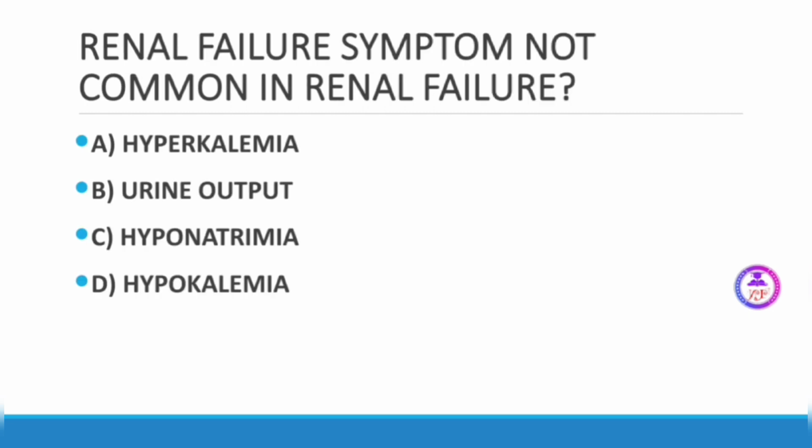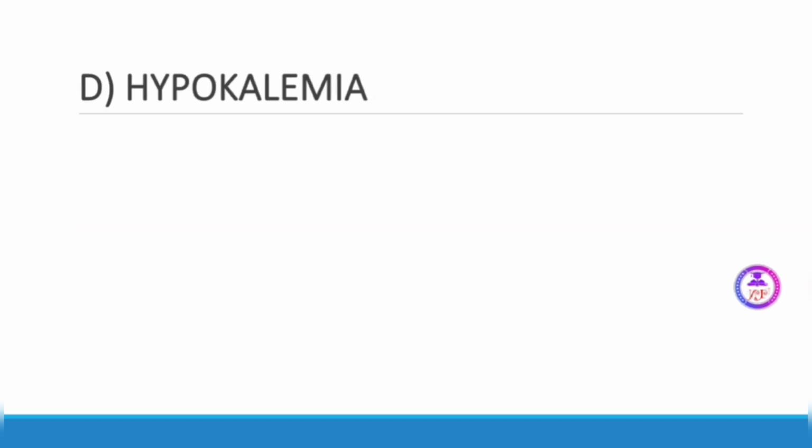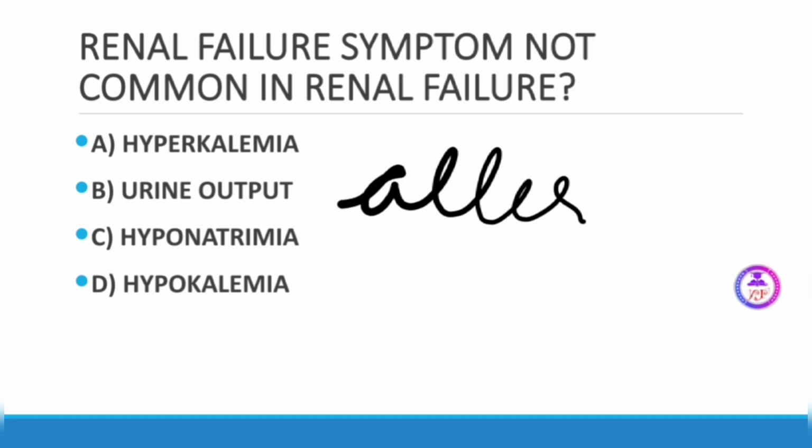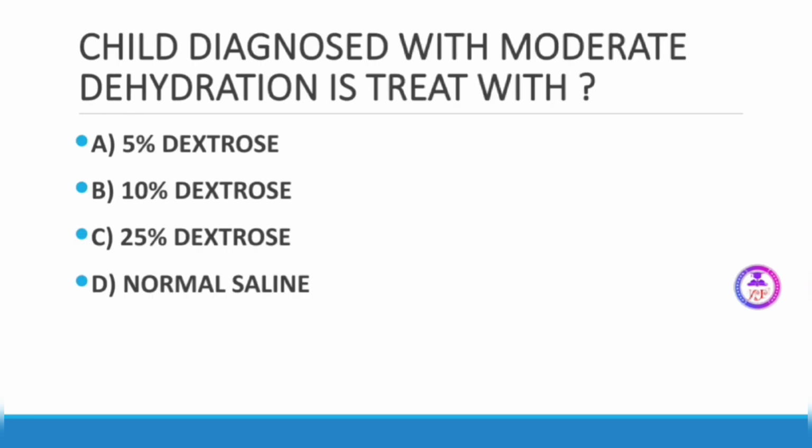There will be no absorption of the food and there will be profuse diarrhea. Renal failure symptoms not common in renal failure: hyperkalemia, urine output, hyponatremia, hypokalemia. See, hypokalemia is one of the renal failure symptom not common in renal failure. Hypokalemia does not occur in renal failure, most of the time hyperkalemia occurs. And altered urine output would come in this option. So here the answer is hypokalemia.